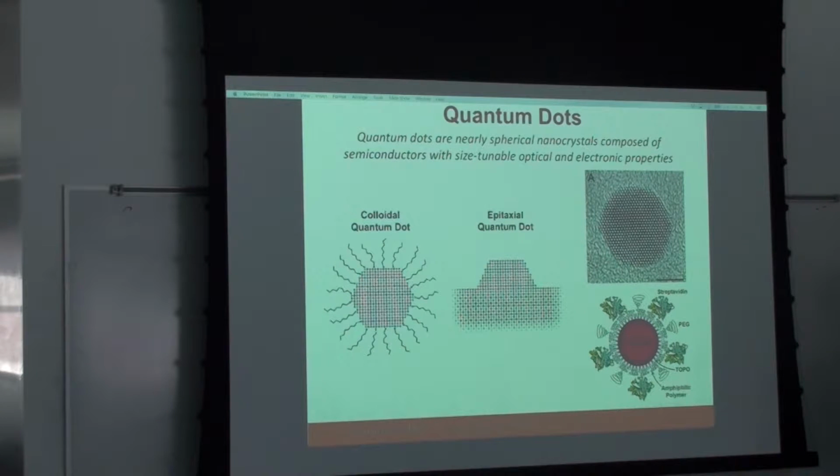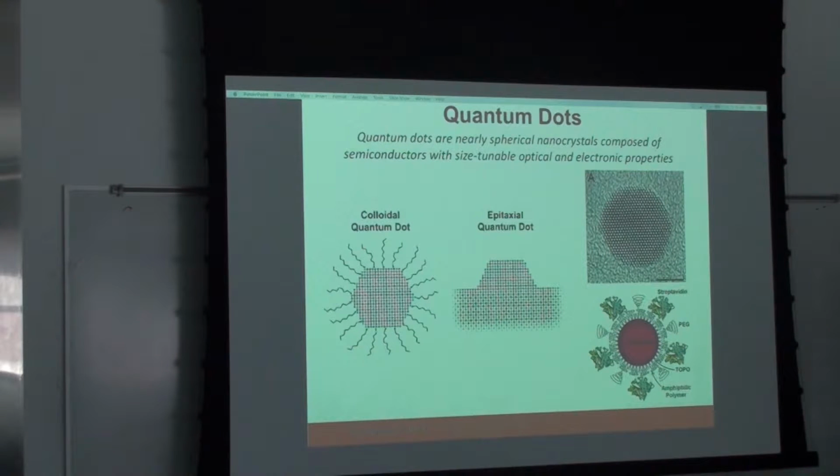And then they keep growing, growing, growing. You can stop it at certain points, and then you get a certain size out. The way you do that is with these ligands. So these ligands bind to the surface as it's growing, and they prevent it from growing really fast. And so it slows it tremendously.